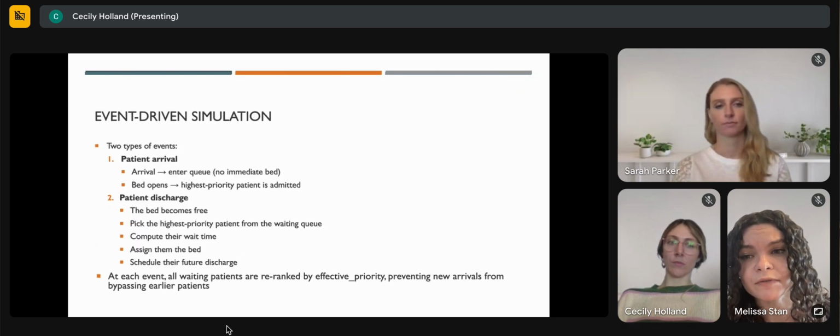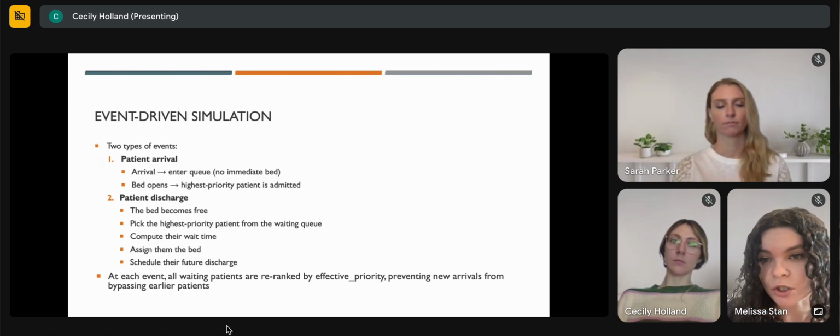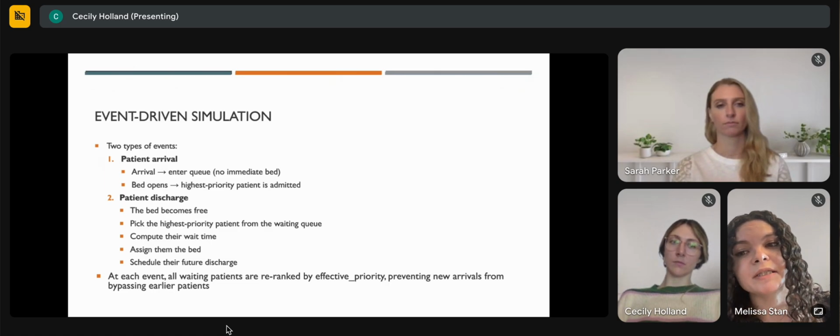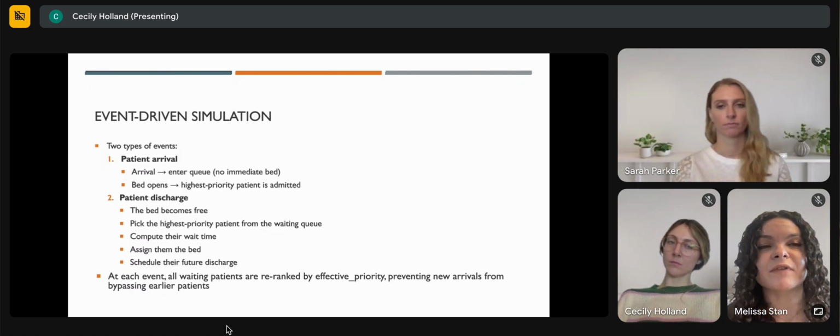Okay, so for this event, there's going to be two types: the patient's arrival and the patient's discharge. For patient arrival, the patient comes in. They shouldn't get a bed immediately unless they have the highest priority. What happens is they get a priority and they sit in the queue.